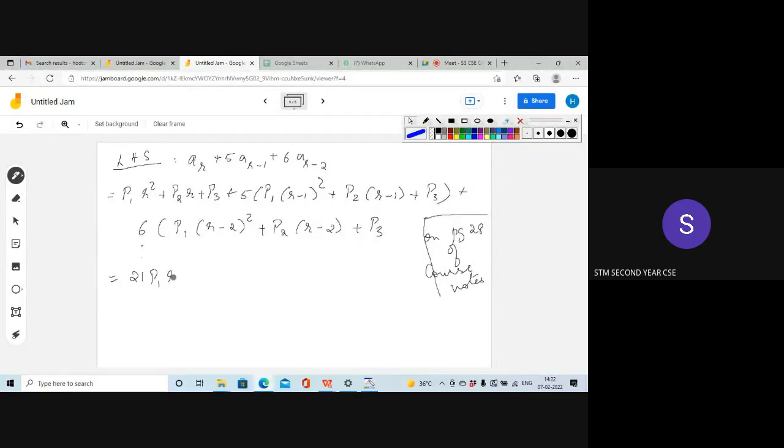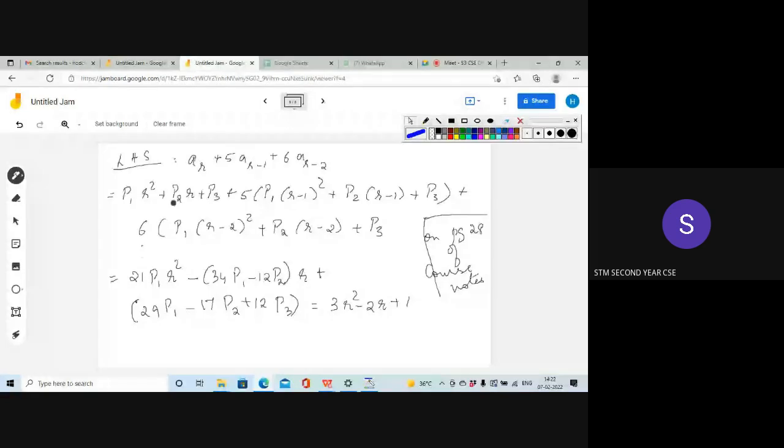21 P1 r square minus 34 P1 minus 12 P2 into r plus 29 P1 minus 17 P2 plus 12 P3. This is what I got at the end. And now I'm going to equate it with the RHS. RHS is 3r square minus 2r plus 1. So I got all this.